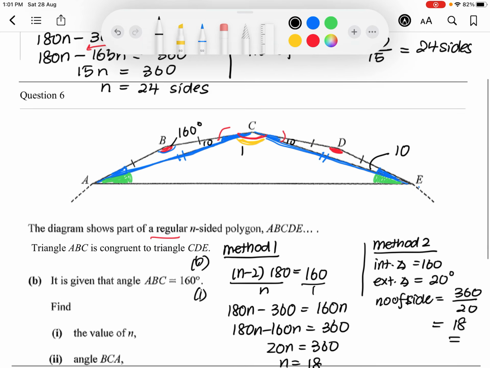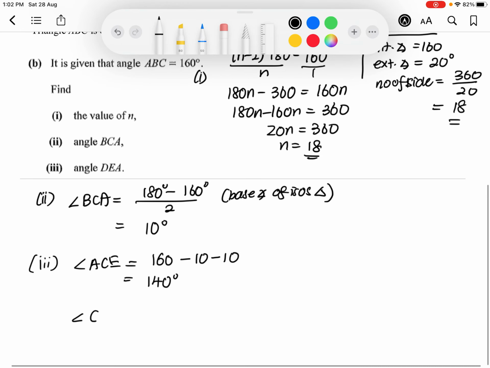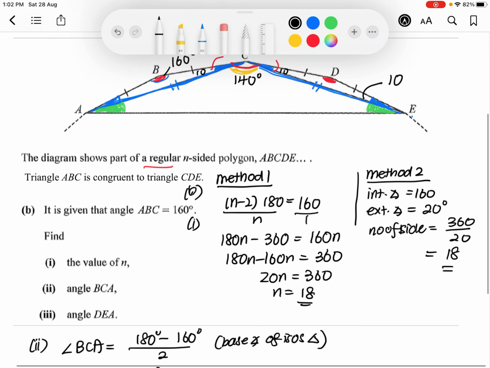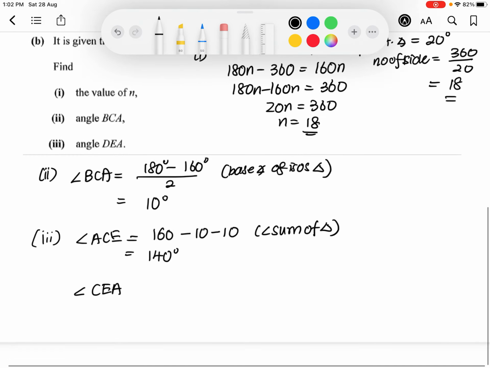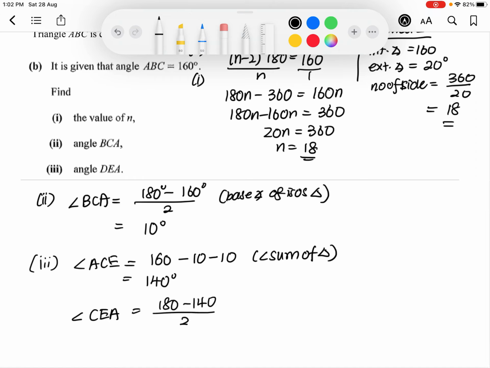So now if we know this is 140 degrees, we can use it to find angle CEA. Angle CEA, this one here, uses the angle sum of a triangle. Angle CEA will be 180 degrees minus 140, divided by 2, base angles of an isosceles triangle.